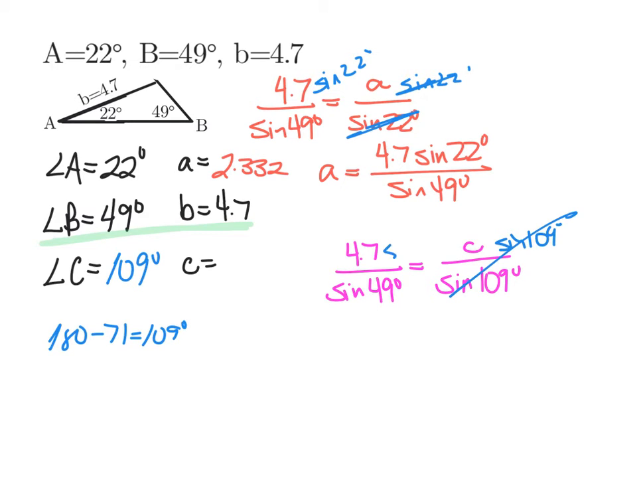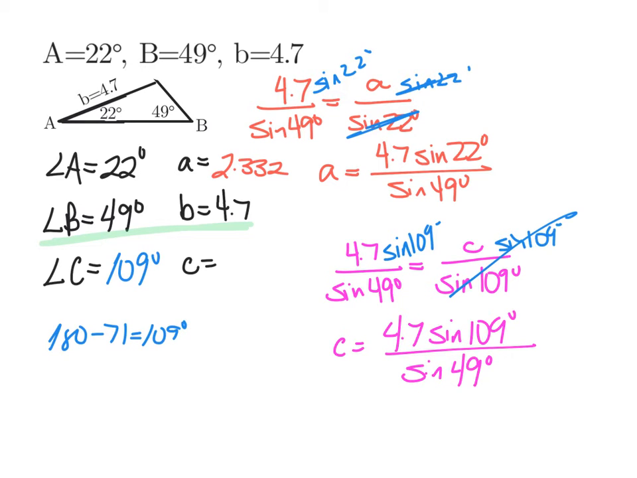Those ones will cancel. So C is going to equal 4.7 times the sine of 109 over the sine of 49 degrees. If you calculate that all correctly, you should end up with 5.888.